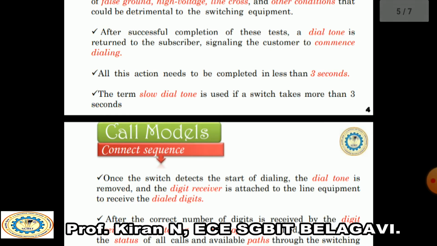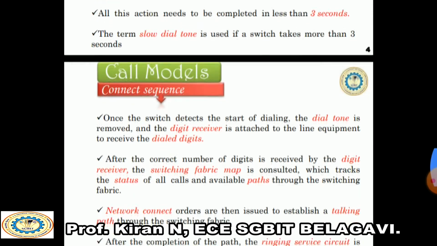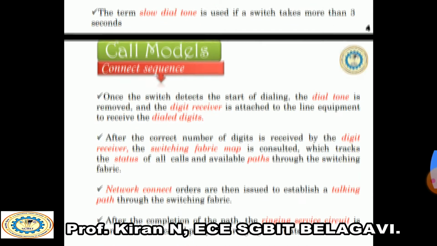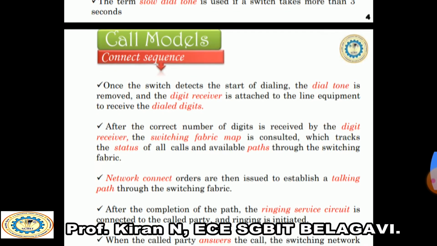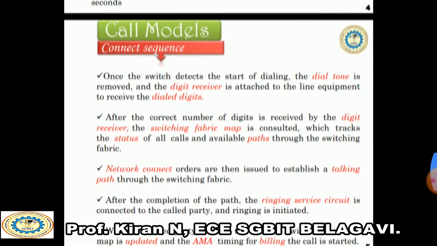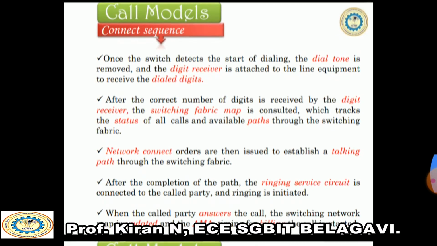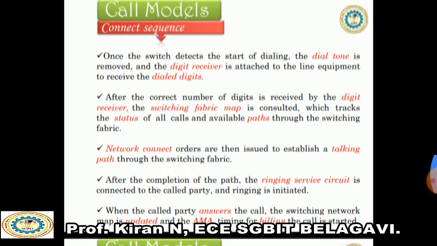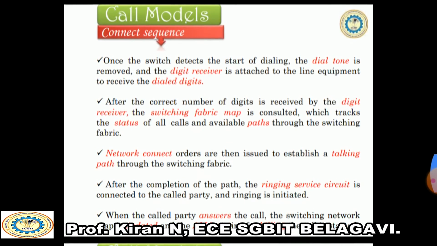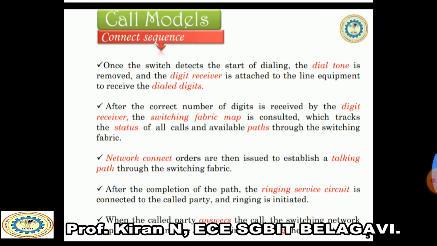Then we start with the ringing current. At this moment, the ringing current is supplied to subscriber B on the other side. Once he receives this ringing current, it makes a sense that subscriber A has connected with subscriber B. A network connectivity command is issued to establish a path through the switching fabric.